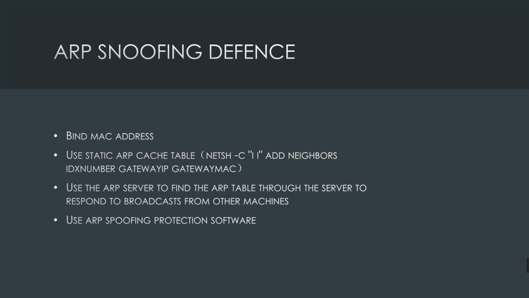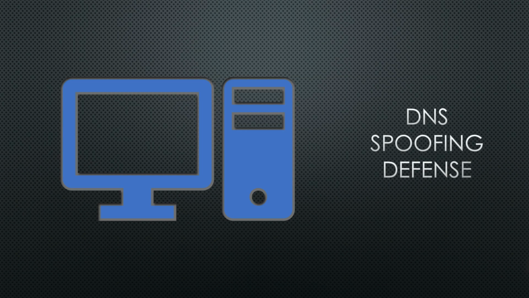And the third method is to use an ARP server to hold the ARP table, responding to broadcasts from other machines. And the fourth method is to use ARP spoofing protection software. You can download it on the internet, or you can find it on many websites.